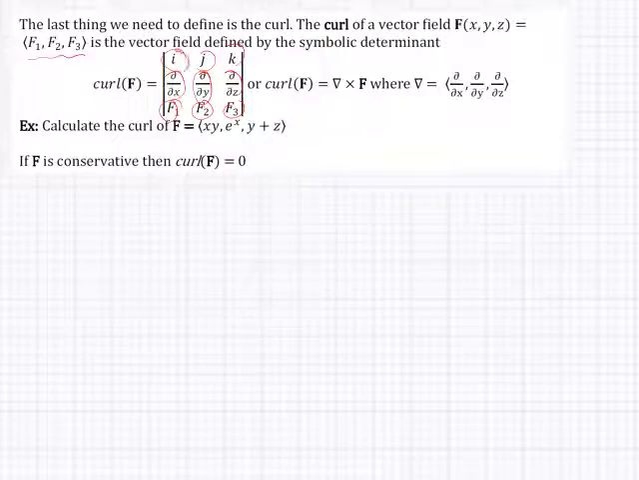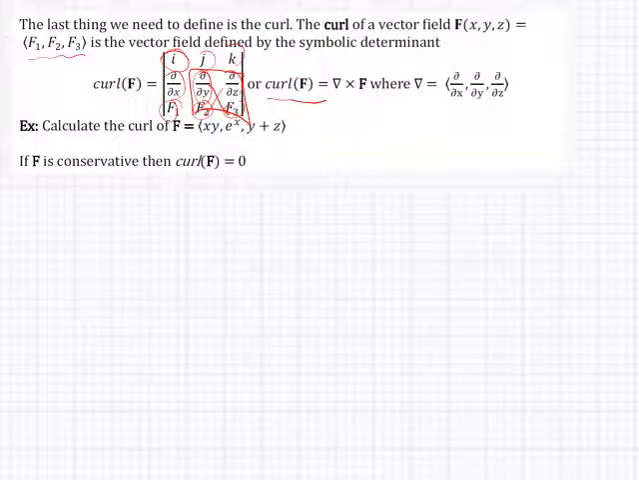So what do we do? We do the i component, and we do this 2 by 2, which is the partial derivative with respect to y of f3 minus the partial derivative of f2 with respect to z, and then so on. Keep doing that. That would be how we calculate the curl of f. And this is something we would use in Stokes' theorem, because instead of directly integrating a vector field over a curve, we're going to try and do it a different way.